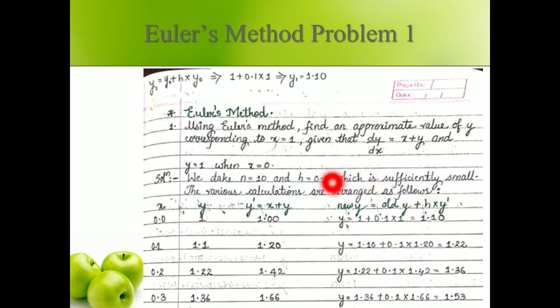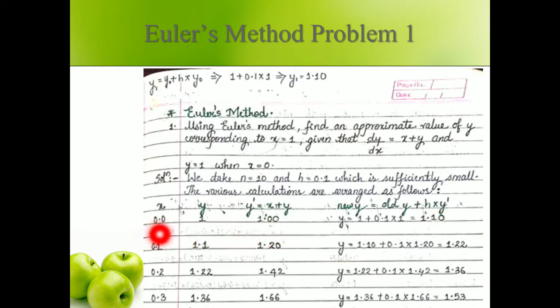They have told us to find an appropriate value of y at x equal to 1. So we have to start from 0 and end at 1, to find the value of y at x equal to 1. So we will take the number of steps as 10 with h value as 0.1. The table goes like this: x, y, y dash value, new y will be equal to old y plus h into y dash.